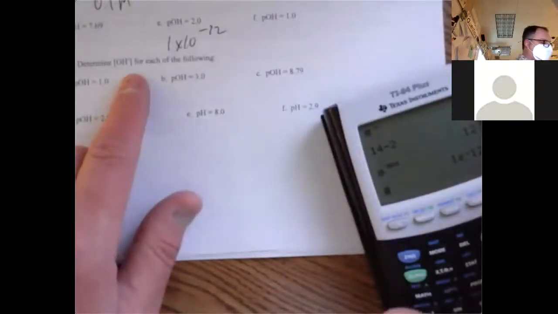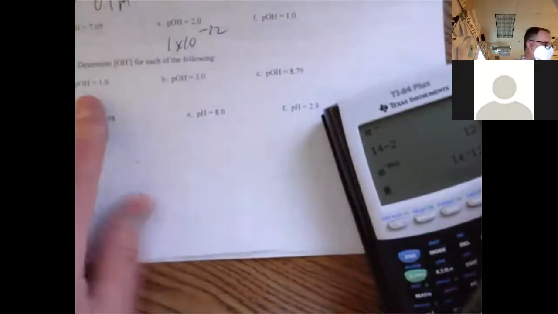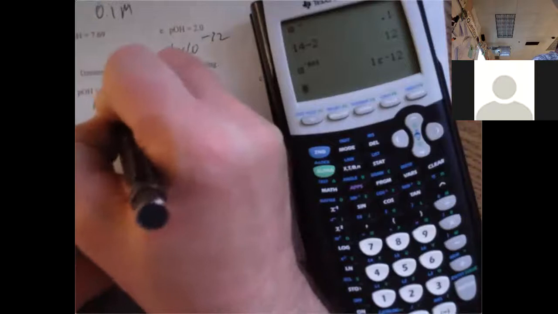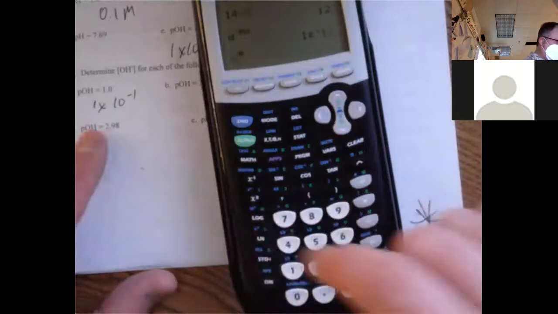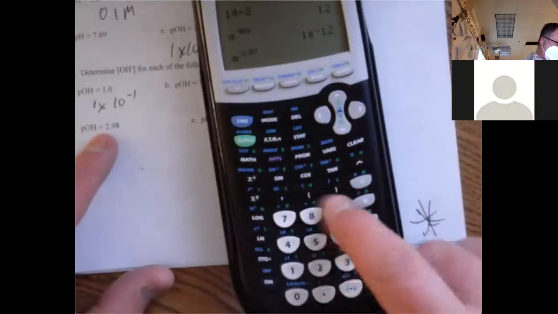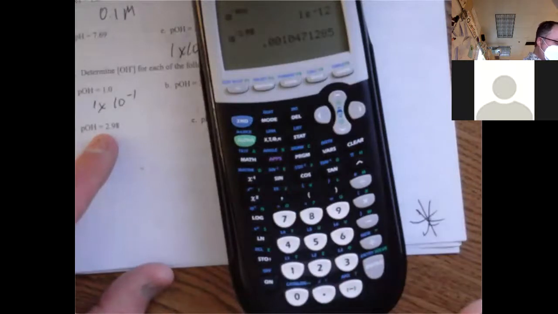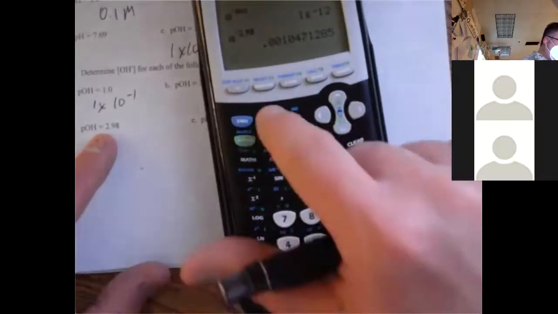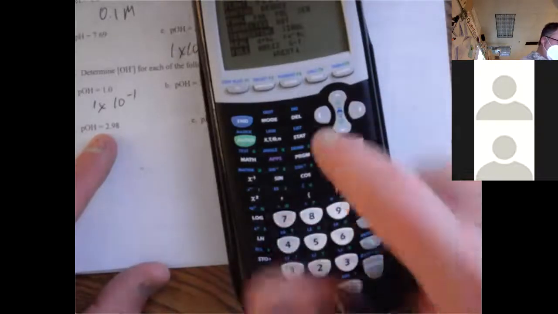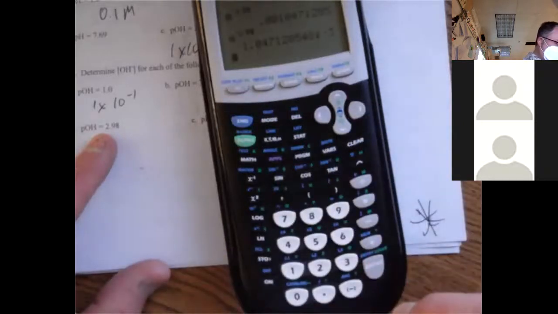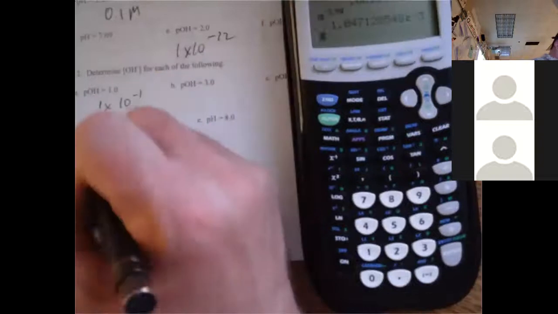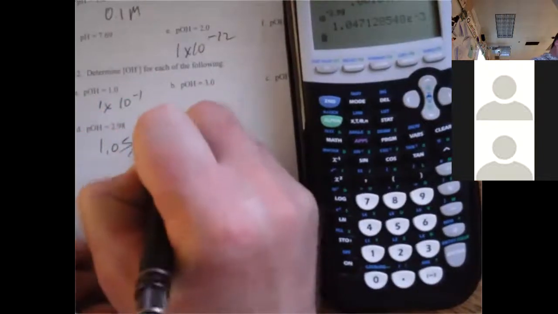Determine the hydroxide ion concentration. Well, it's the same as up here, except it's a little different. It's the hydroxide ion concentration. So we take the antilog, 1 times 10 to the negative 1. Or if we've got to put it in the calculator, the antilog of negative 2.98. We get 0.001. That right there is enough to make me want to go to my scientific notation mode. So I'm going to put that entry in again. And we get 1.05 times 10 to the negative 3. There we go.